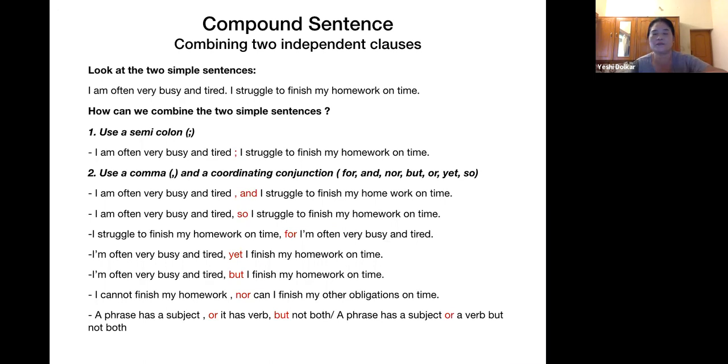A phrase has a subject or it has a verb, but not both. So I'm showing you an example of how I use or and but. A phrase has a subject or a verb, but not both.